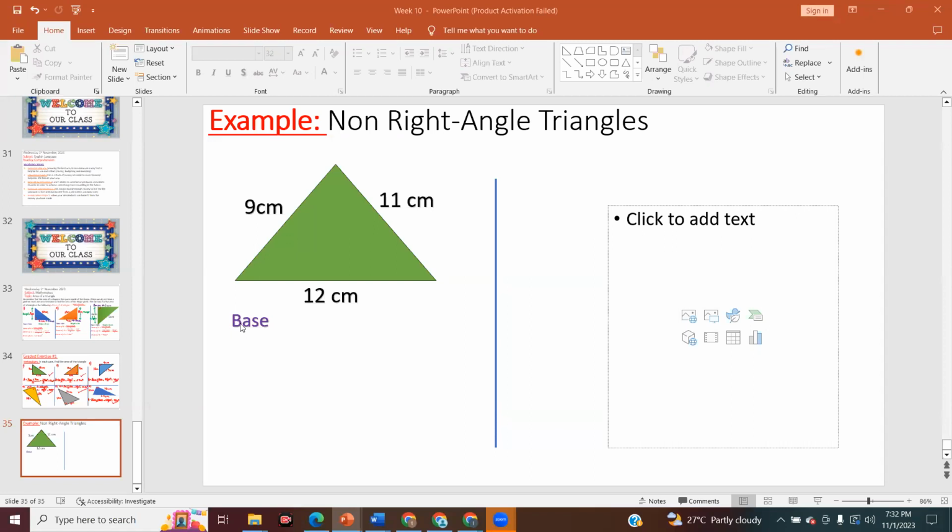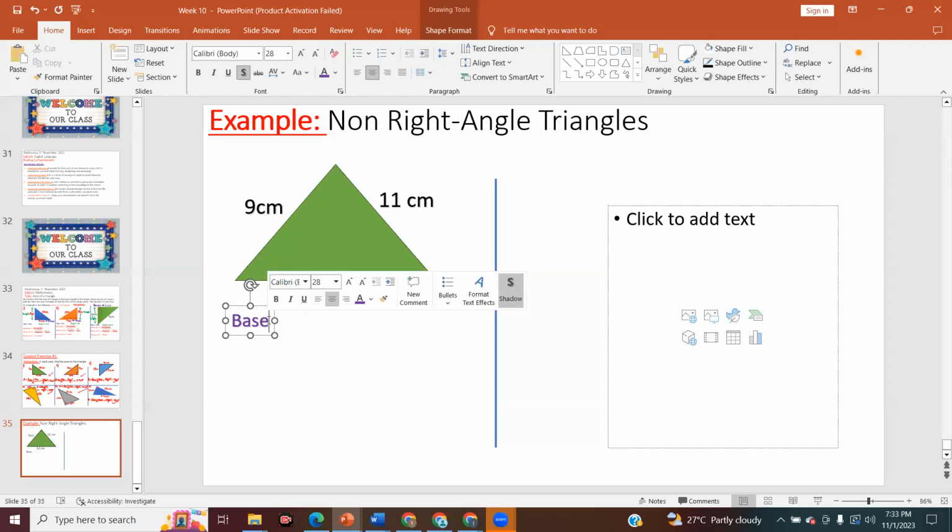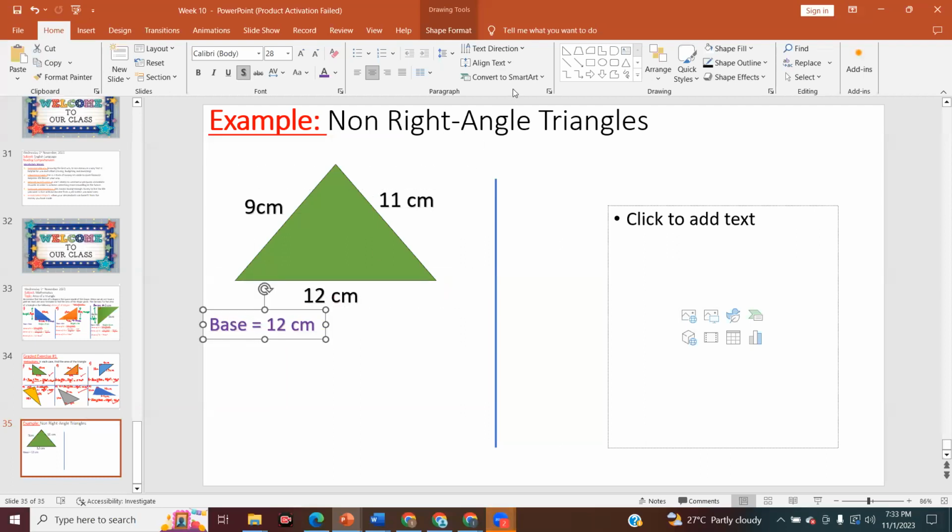Okay. This is what I want you to do. Put inside the chat what you think the height is. All right. We know the base is 12. But put inside the chat what you think the height is. What is the height of this triangle? Again, put inside the chat what you think the height of the triangle is.